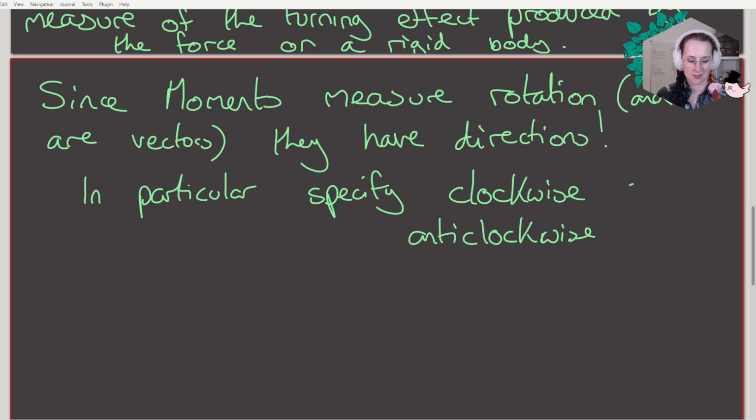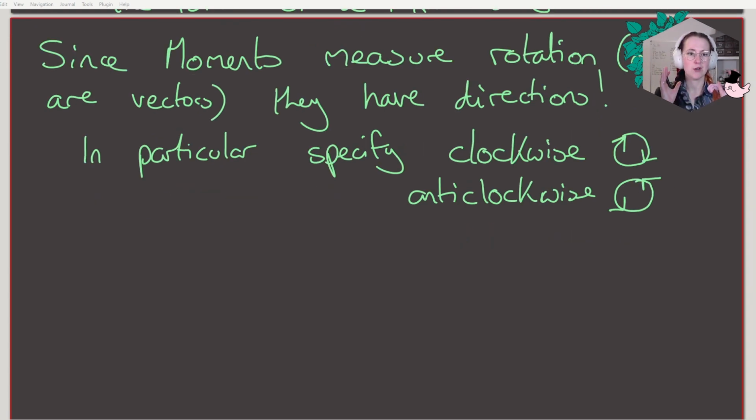So for everyone's benefit, clockwise is that way around, spins in the positive clockwise, and then anti-clockwise is going backwards. It's all fun and games until someone says you need to screw something in clockwise, and then I always get confused whether you're looking at it in terms of the screw or in terms of the point. But yeah, okay, so moments have a size and they have a direction.